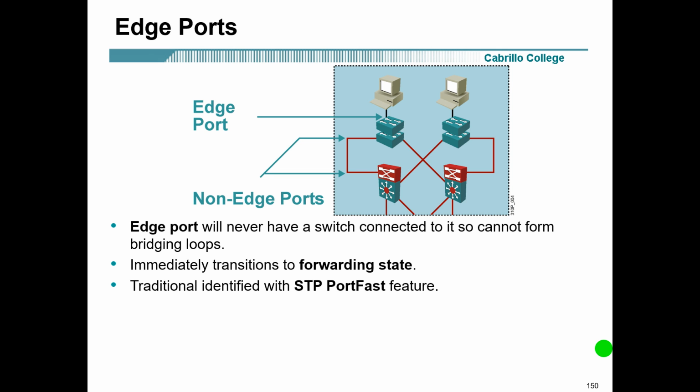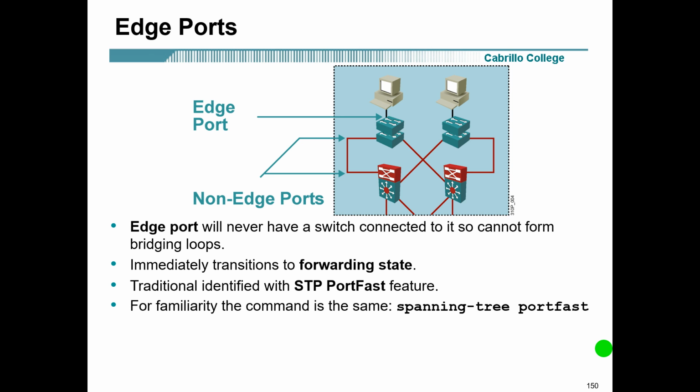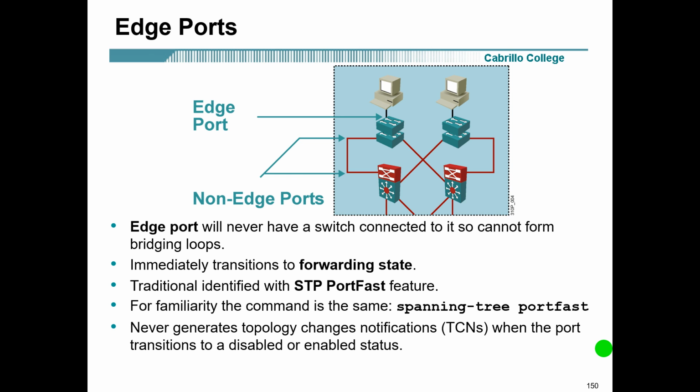This is traditionally identified as the STP PortFast feature. For familiarity, the command for the same is spanning-tree portfast. It never generates topology changes or TCNs when the port transitions to disabled or enabled status. An RSTP edge port is a switch port that is never intended to be connected to any other switch. The edge port is again very similar to PortFast.